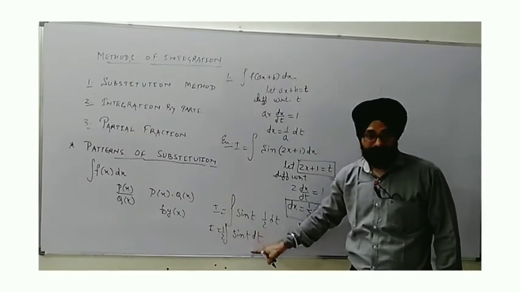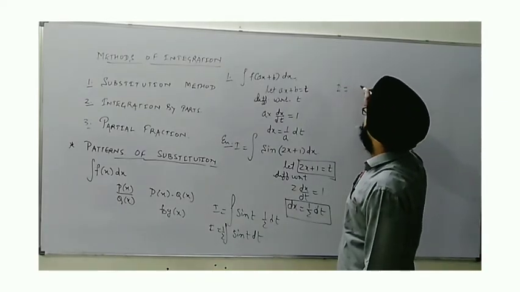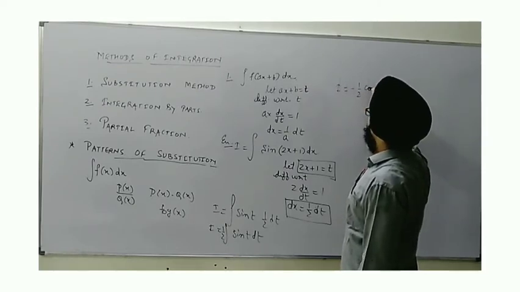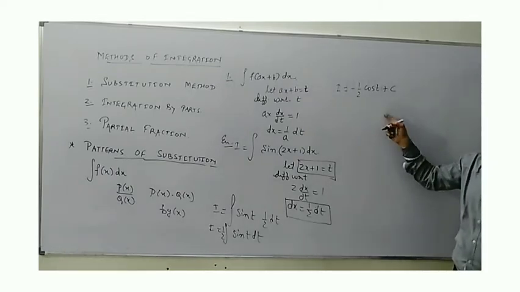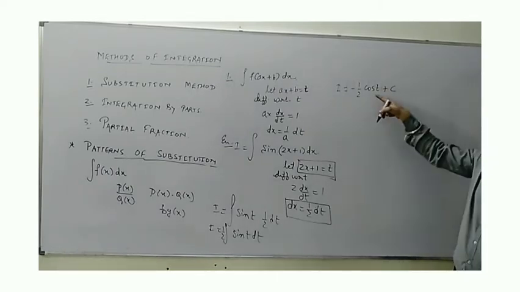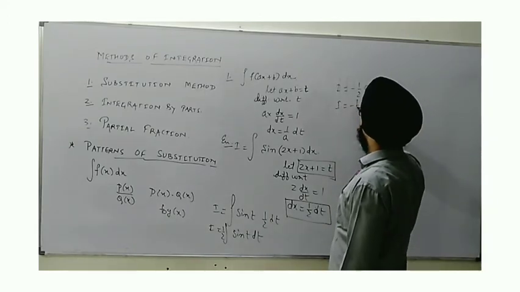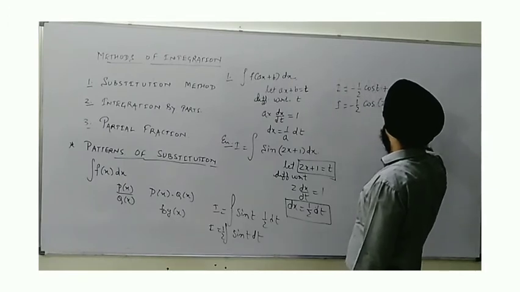We can directly integrate by the formula. The formula for sine t integration is minus cos t, so minus half cos t plus c. As soon as we get the final integration of the function, we replace t by the original value. This is minus half cos(2x plus 1) plus c.